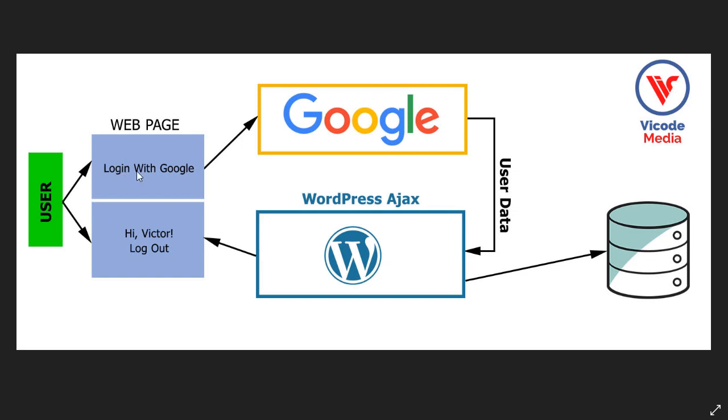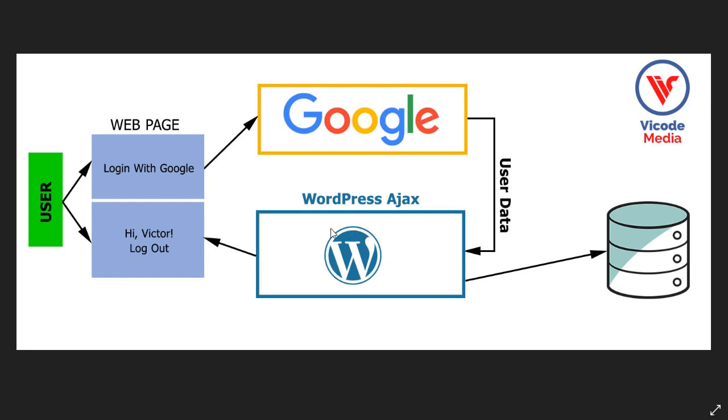Whenever they click on this login with Google button, our website is going to redirect the user to Google. Google is going to ask the user to provide a valid email and password, and after they do so, Google is going to redirect the user back to our WordPress website, and at the same time it's going to send the Google user data. We will receive the data on our website using a WordPress AJAX, which is going to be like a callback. We will create this WordPress AJAX callback in our plugin.